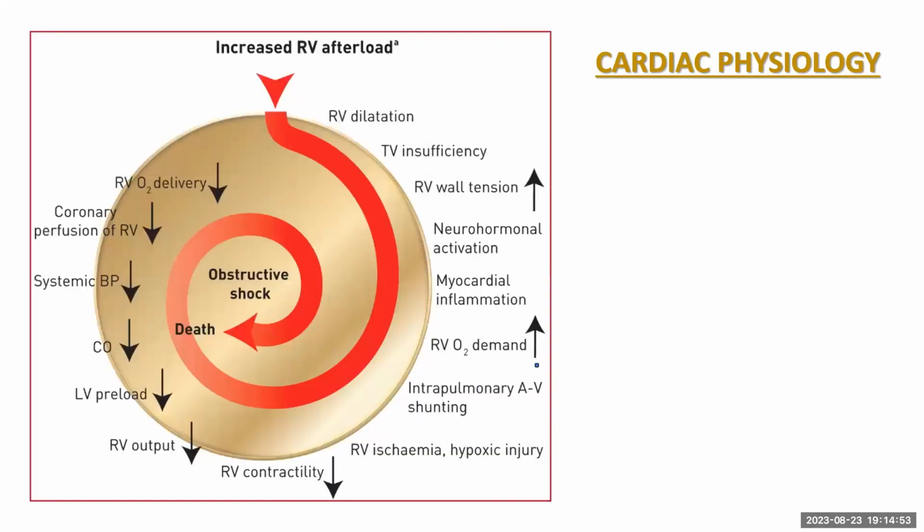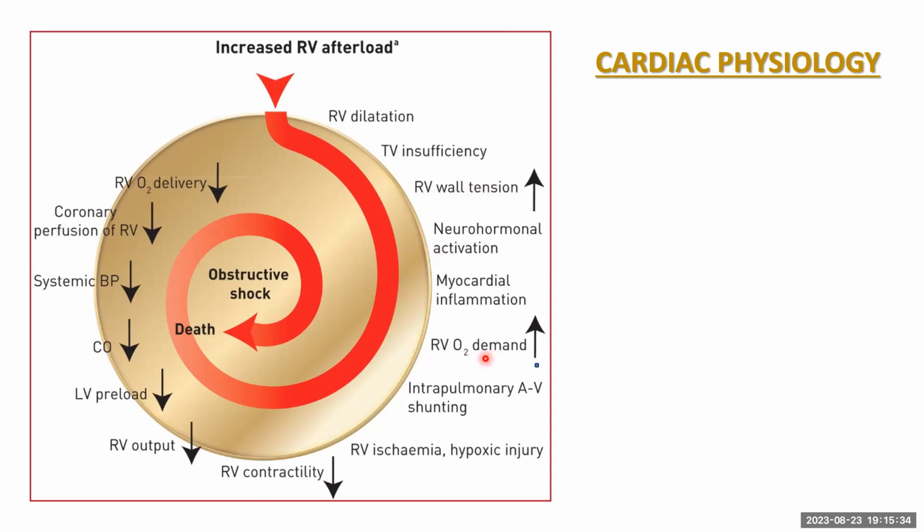Now, what is the cardiac physiology for pulmonary embolism? Here, as you can see, there is increased RV afterload because the pulmonary circulation gets obstructed by the emboli, and this leads to RV dilatation because the RV is very susceptible to pressure overload. So it's unable to pump out the entire blood during systole, and there's RV dilatation. Because there's a stretch on the RV, the wall tension increases.